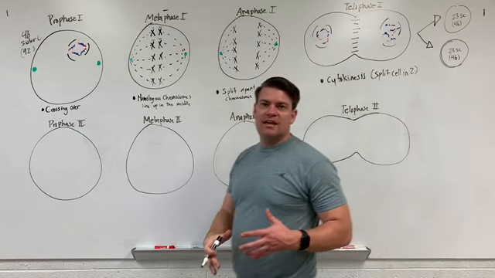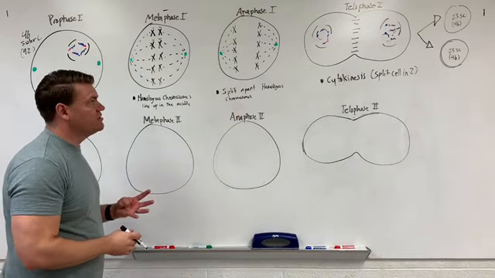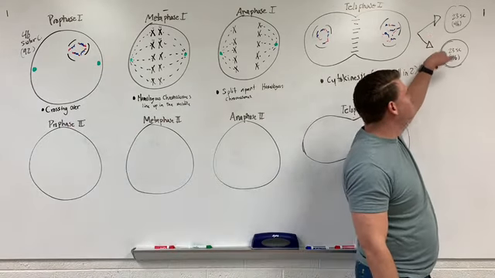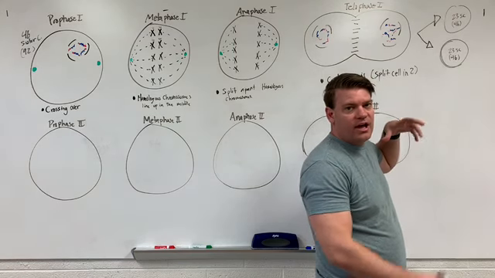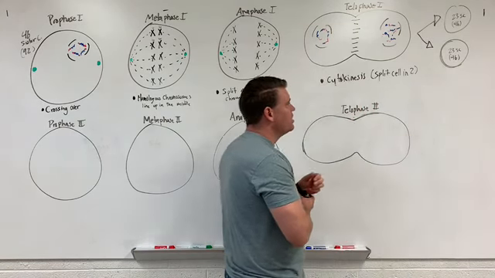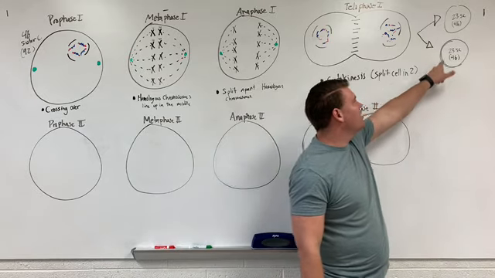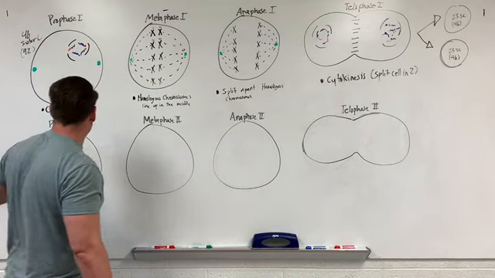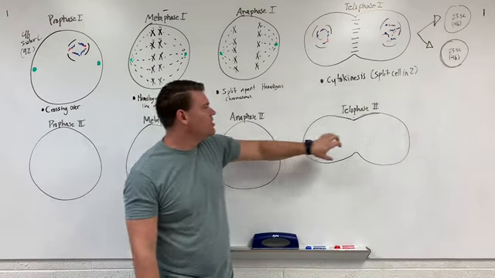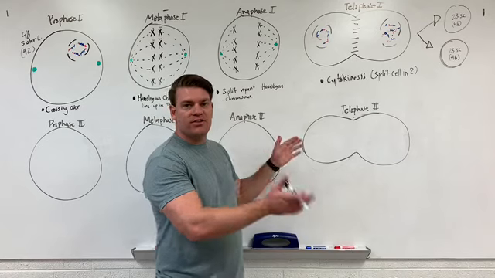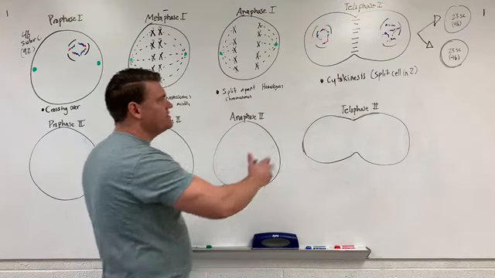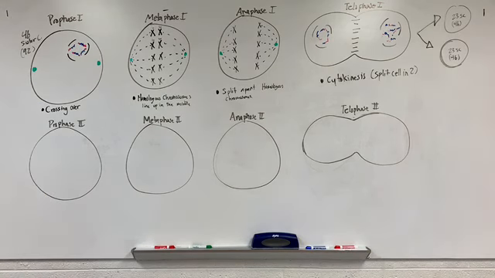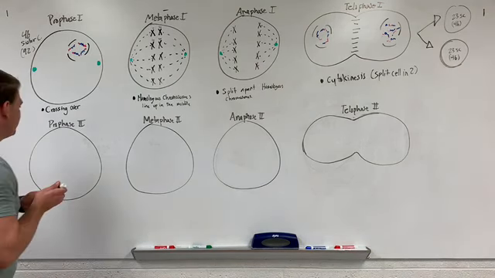So remember, we're trying to get to 4 daughter cells that only have 23 chromosomes in them. Right now, we have 2 daughter cells that have 46 chromosomes in them, and we just call those 23 sister chromosomes. So what we need to do is have each one of these cells go through prophase 2, metaphase 2, anaphase 2, telophase 2, so that we can split their sister chromosomes and then end up with 4 cells instead of 2. All right, so let's look at prophase 2.